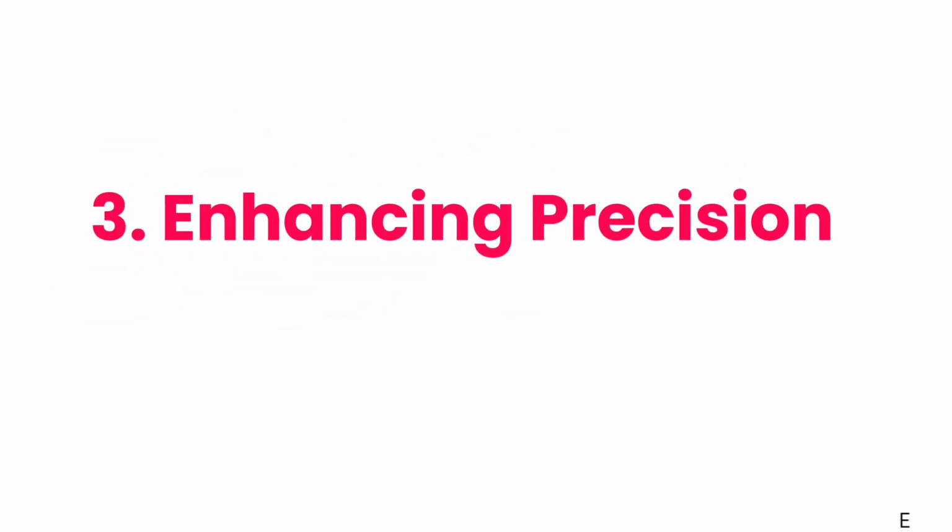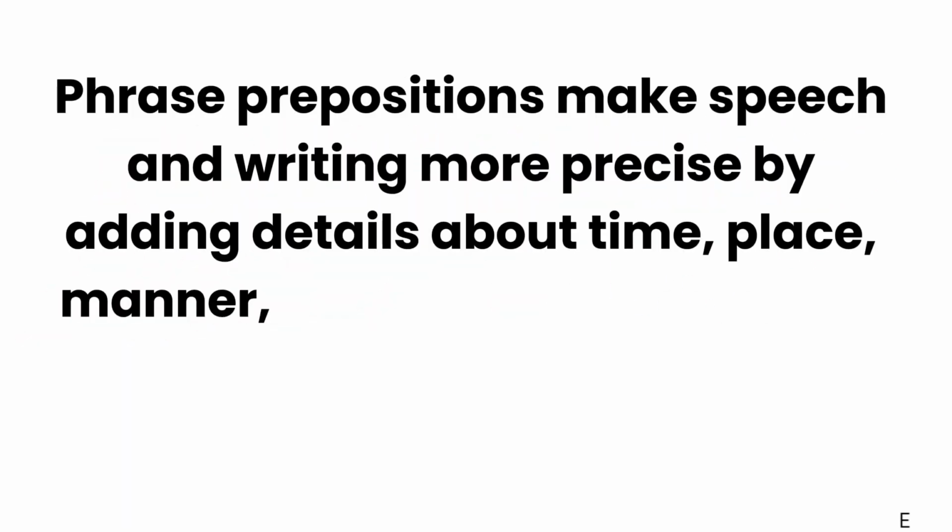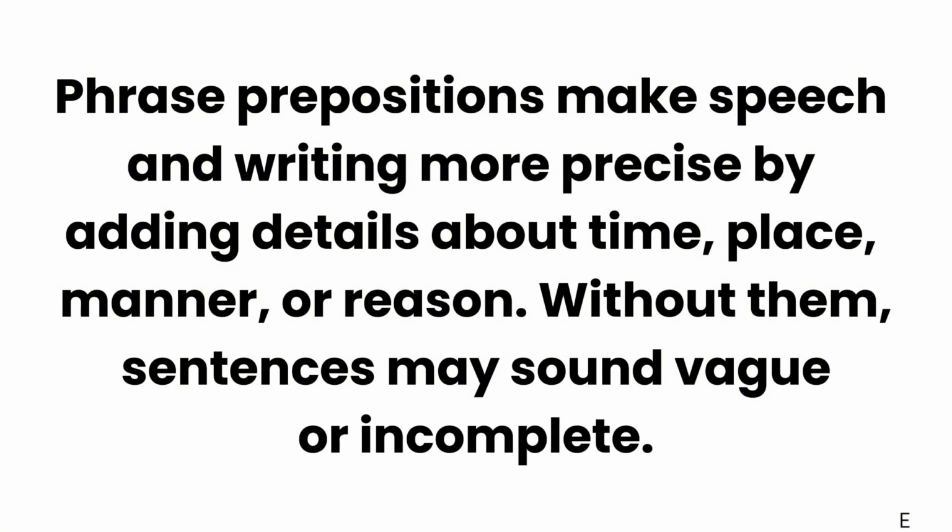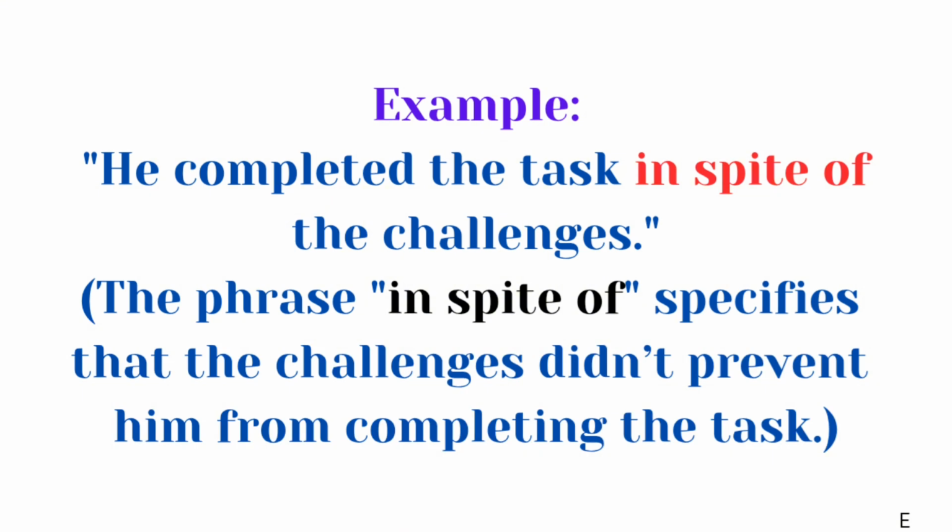3. Enhancing precision. Phrase prepositions make speech and writing more precise by adding details about time, place, manner, or reason. Without them, sentences may sound vague or incomplete. Example: he completed the task in spite of the challenges. The phrase in spite of specifies that the challenges didn't prevent him from completing the task.